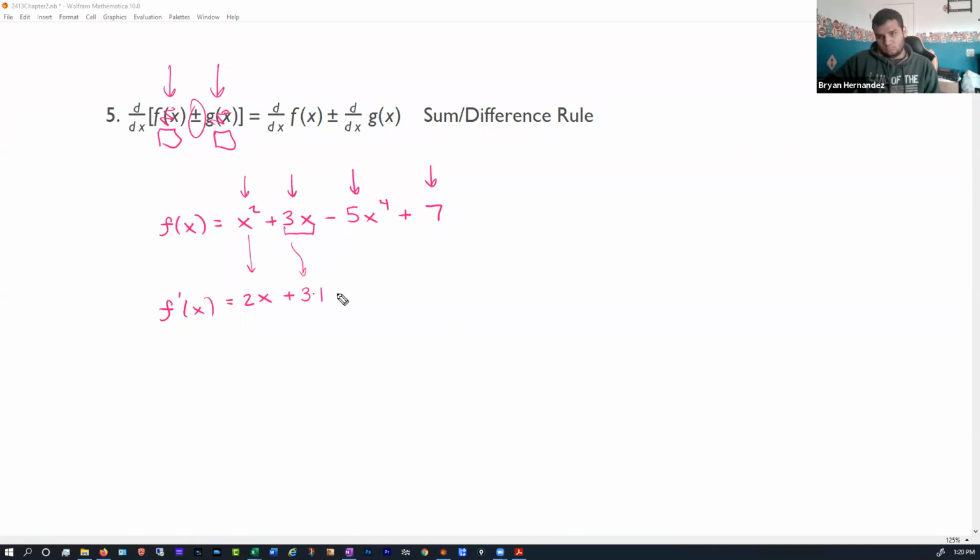Now I'm with you, Danielle. So now minus, here again, the 5 comes for the ride. And now the derivative of x to the 4th would be power rule. So 4 comes down, subtract 1 from the power.